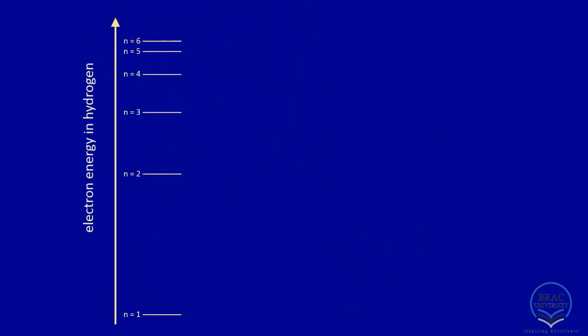Bohr found that these energies give us hydrogen's emission spectrum. An electron transition from n equals 3 to n equals 2 emits a red photon, like in this figure. From 4 to 2, it gives a bluish-green color. 5 to 2 gives blue color, and 6 to 2 gives violet color.